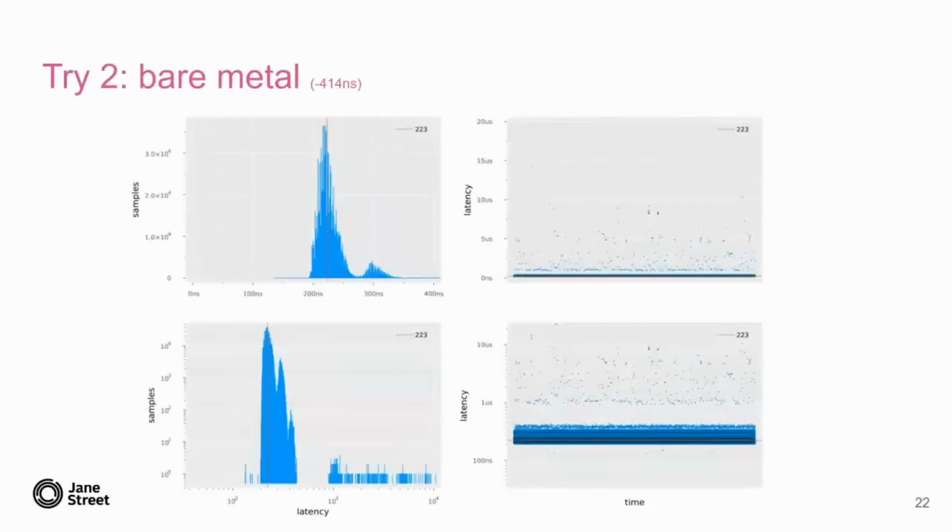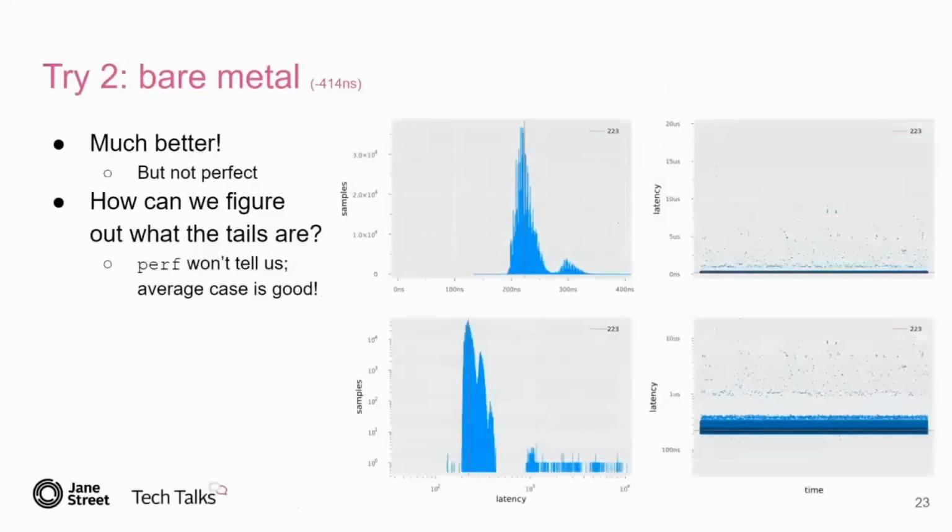We can just drop the virtual machine, run on the bare metal hardware, and we have gotten 414 nanoseconds faster. We're now sitting at 223 nanos. That's a lot better. We didn't really do much. We're running the exact same code, just not in a VM. A lot of the noise has cleared up, but we can kind of clearly see there's something going on around 1 microsecond. There seems to be some density there, but we have a lot of samples that are quite high up there. So what's going on here?